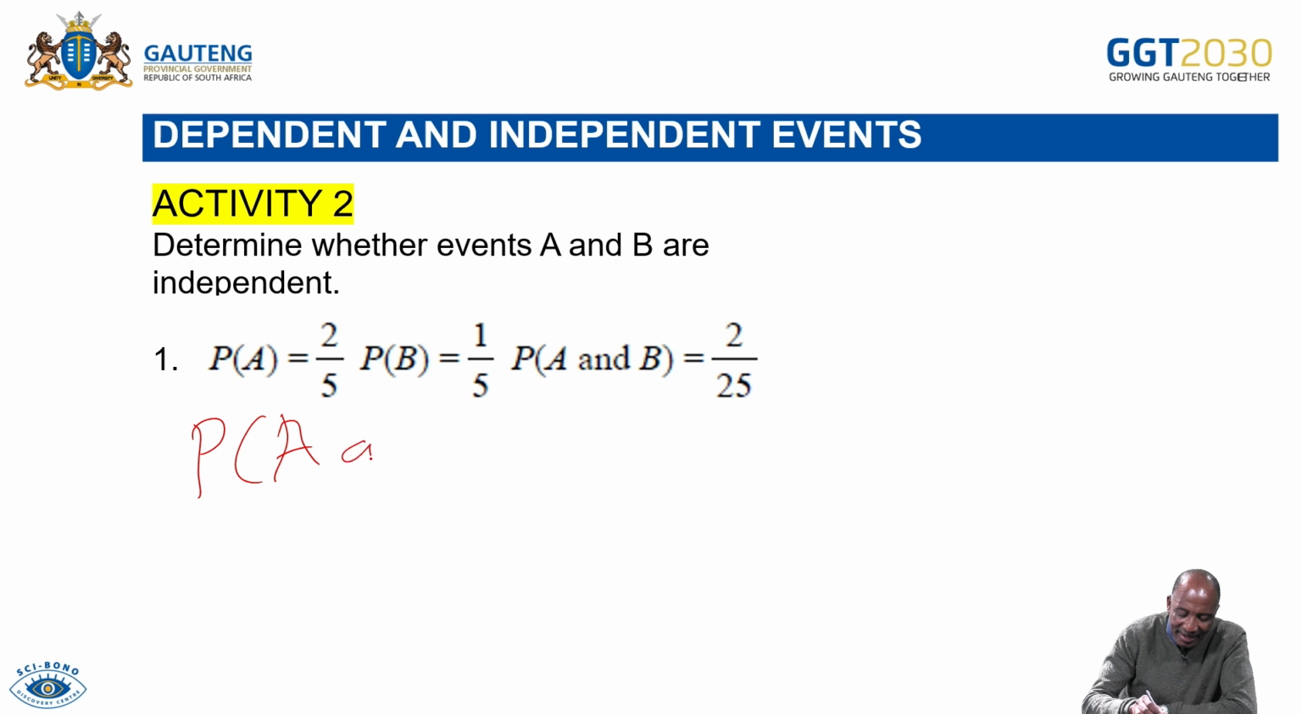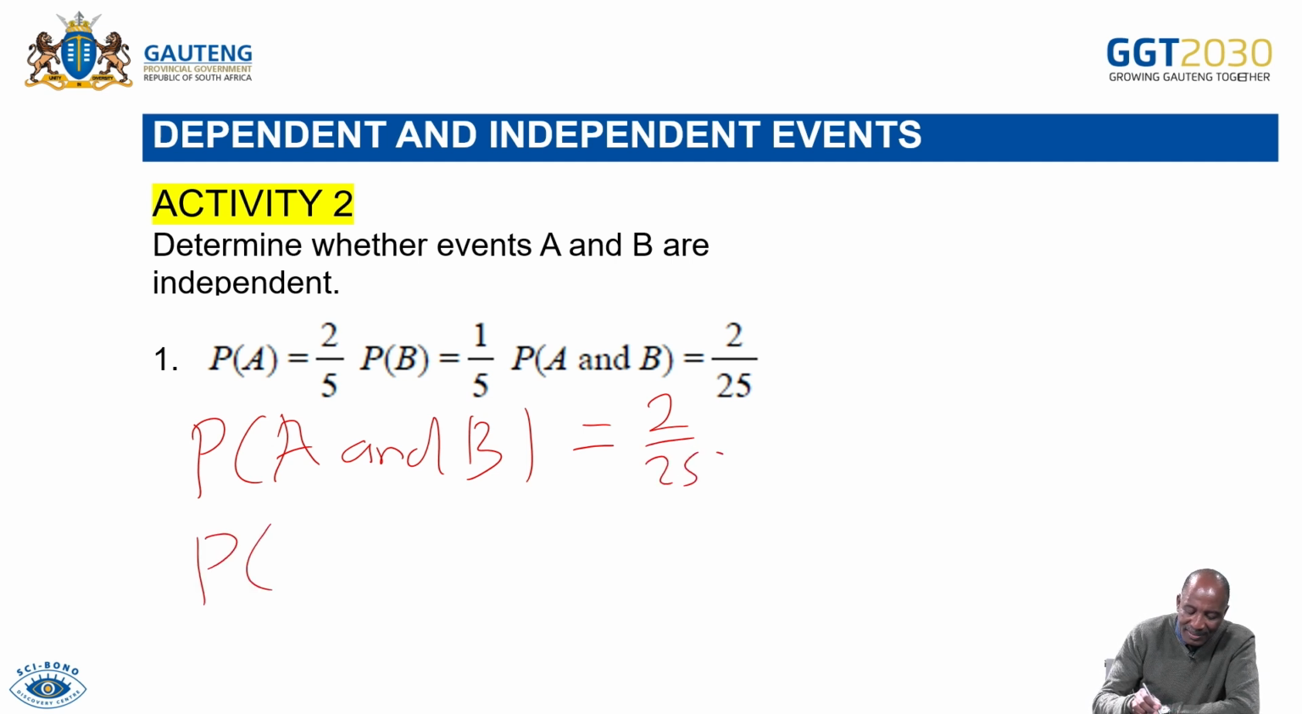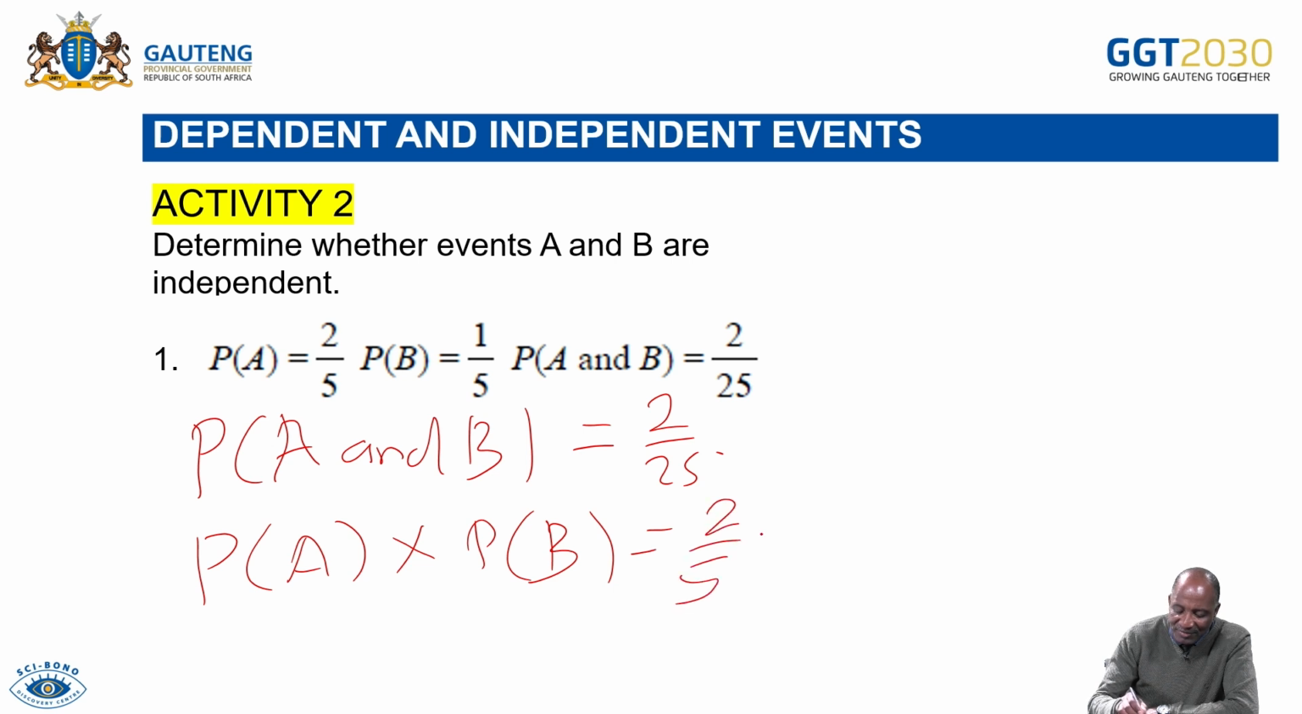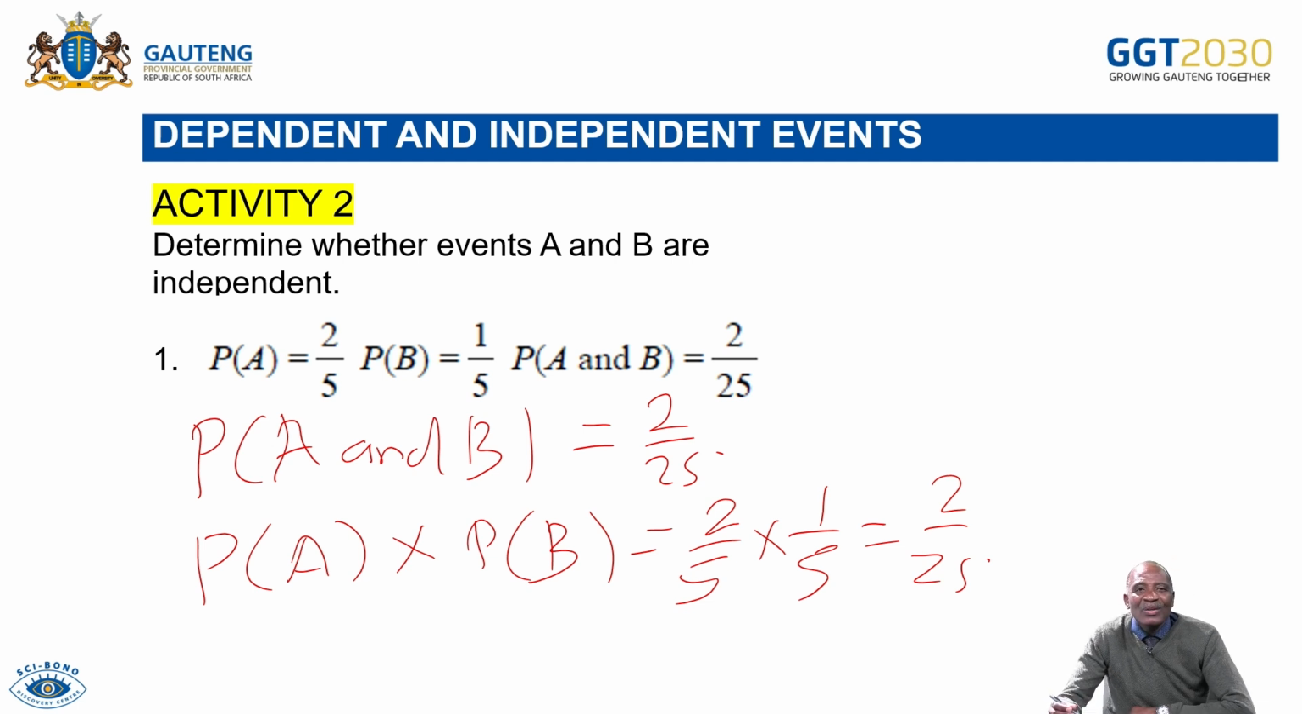Probability of A and B is equal to 2 divided by 25. Then you find the probability of A, you multiply by the probability of B, then you replace. A is 2 divided by 5 multiplied by 1 divided by 5. If these events are independent, then these should surely balance. Then we're getting 2 divided by 25. The product of the individual probabilities gives us the probability of their combined events A and B.